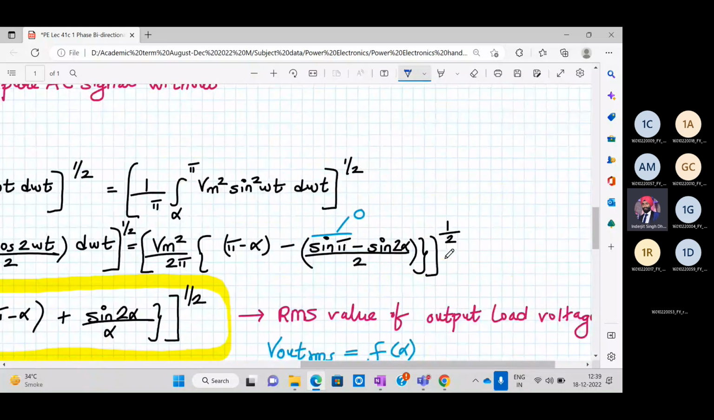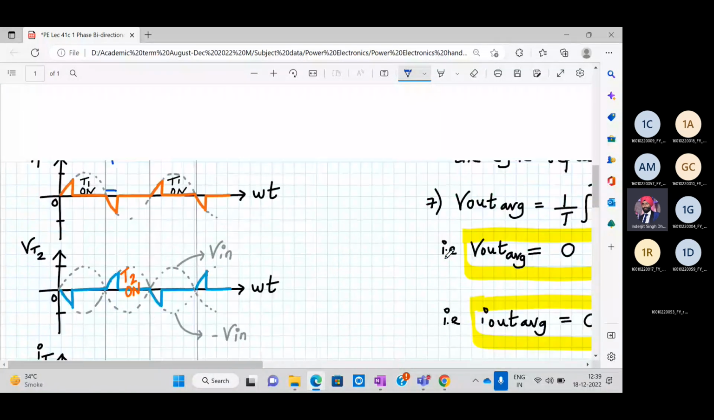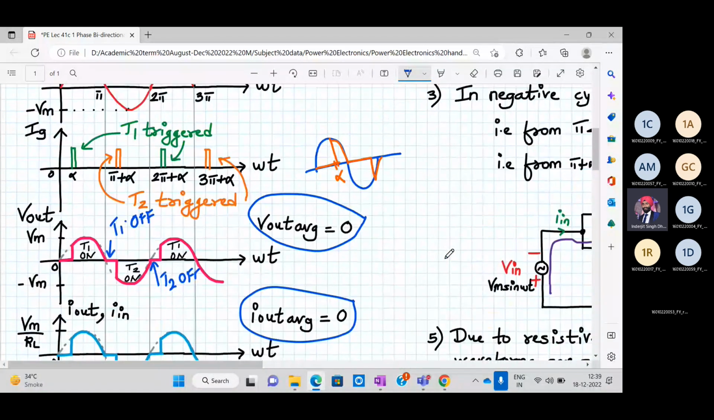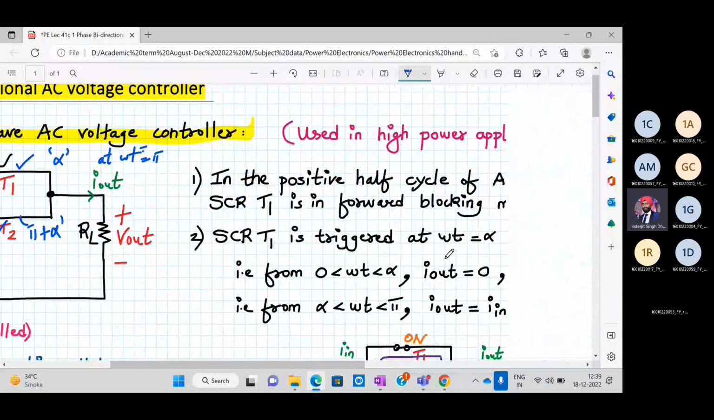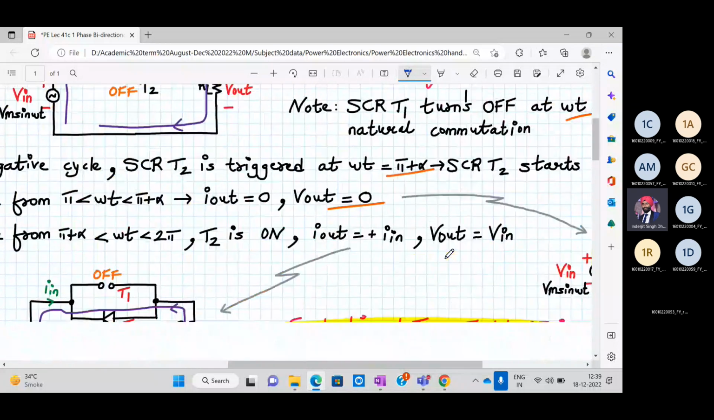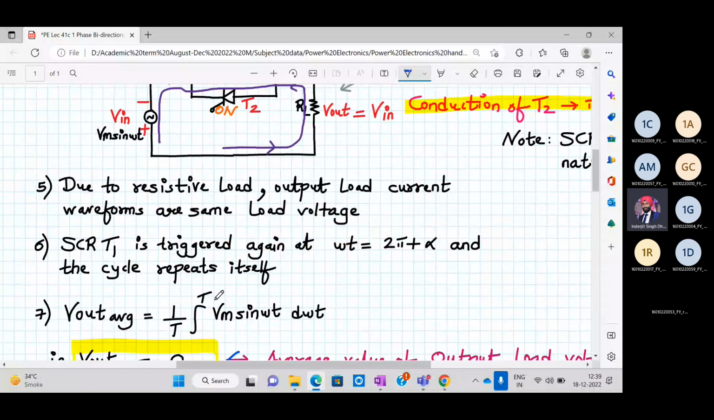So they can ask you about the derivation, that is the V out RMS derivation. Then if they ask you for 10 marks, you have to draw all the waveforms. It's pretty simple, as you can see. It's very easy actually. AC to AC voltage controller. No need to draw these diagrams. I've just given them for your understanding only.